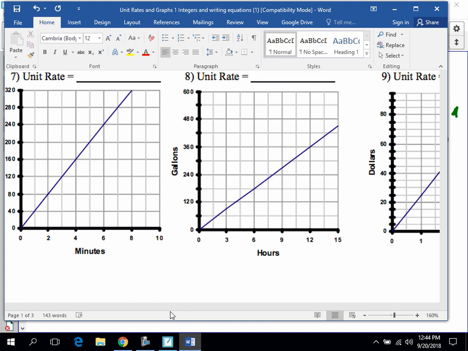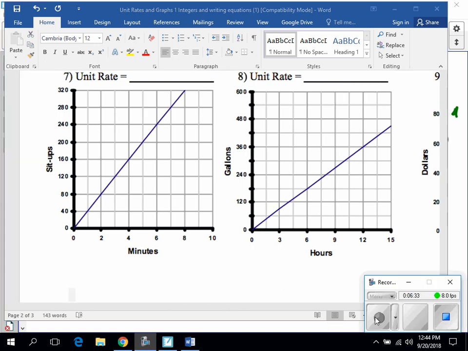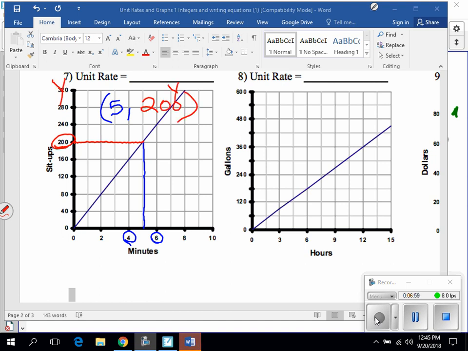Let me see if I can scroll over. All right, now that I've scrolled over, we'll look at 5, 200. So if this is 4 and this is 6, halfway in between would be 5. And then we scroll over this way to 200. And 200 is the y value. The x value is the 5. And I need to write 2 more things.